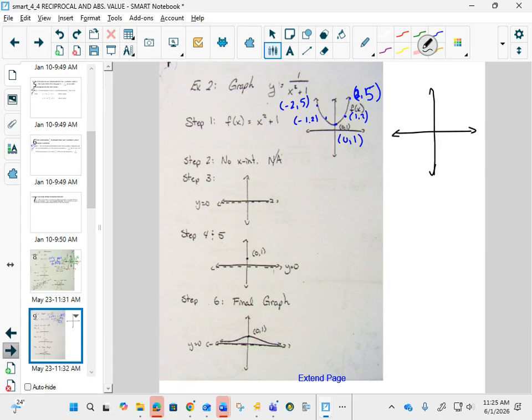Do I have any x-intercepts? Because step 1, do all your asymptotes. There are no x-intercepts, so this one has no vertical asymptotes. However, does it go up forever? Yes. So there's still a horizontal asymptote at y equals 0.